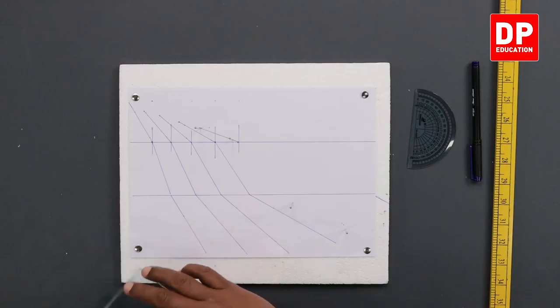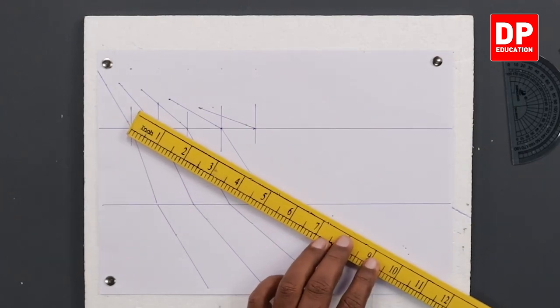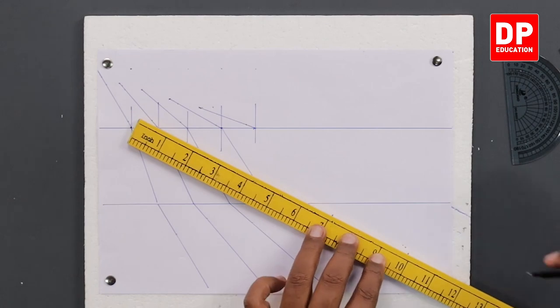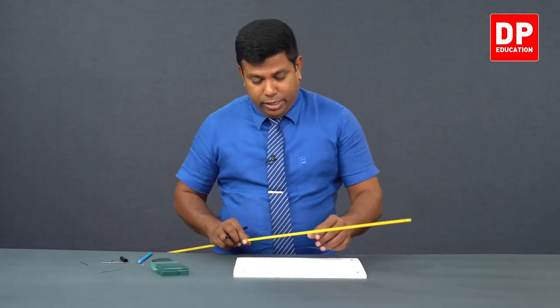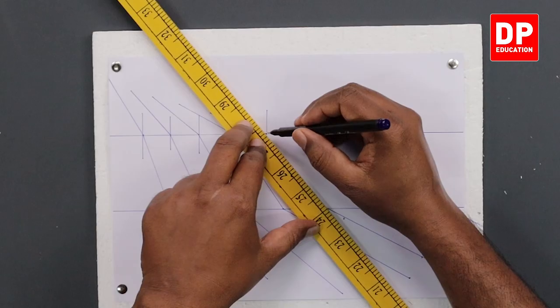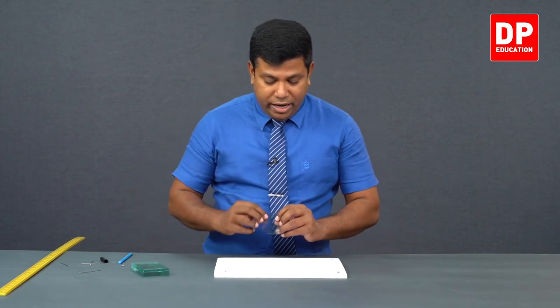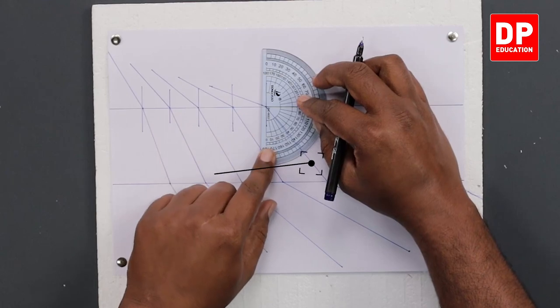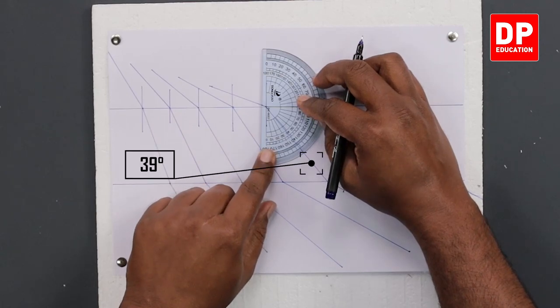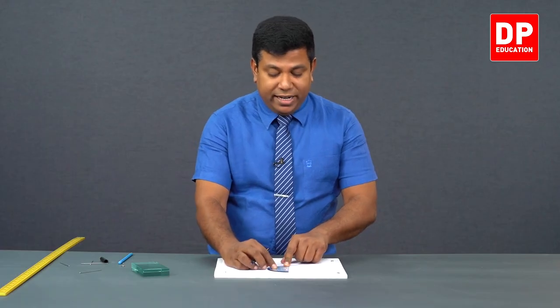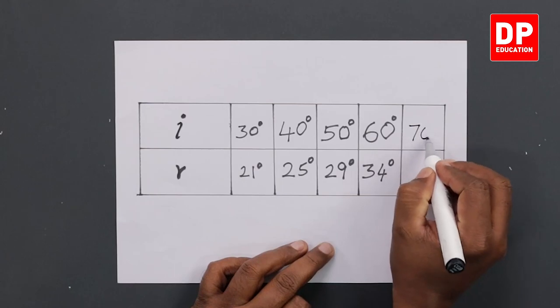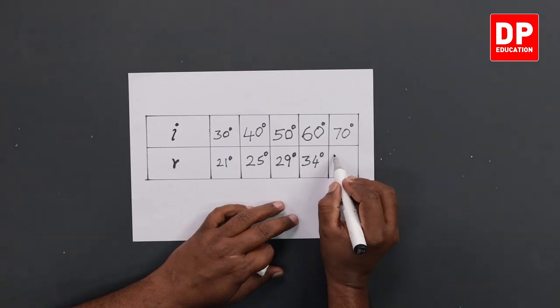Let's remove the block and the pins. So let's draw the path of the emergent ray. Let's draw the line of refraction as well. Let's measure the angle of refraction. We get 39 degree. That is, for 70 degree angle of incidence, we get 39 degree refraction angle. We'll write that on the table that we have. Now we have done for 70 degree I. So we got an R of 39 degree.